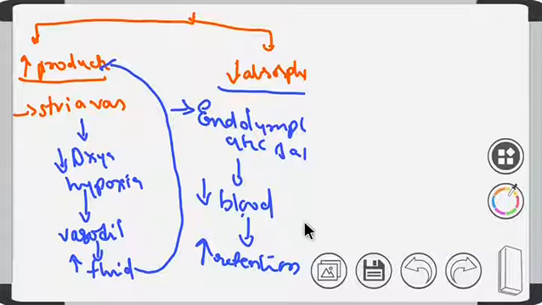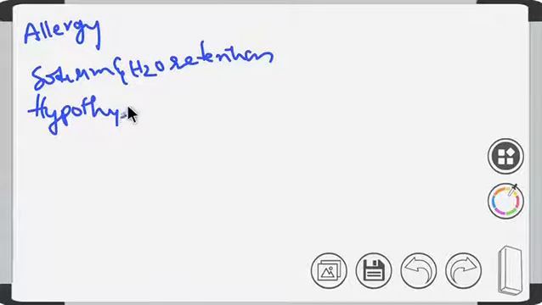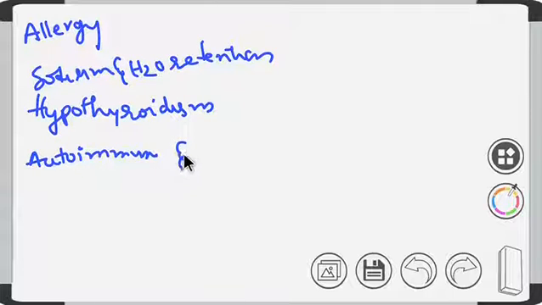What could be the other causes? Other minor causes. Allergy causes, as all of us know, vasodilation. So it results in excess endolymph production. Other one is sodium and water retention. Hypothyroidism. Other one is autoimmune and viral etiologies. Clear? These are the other minor causes.